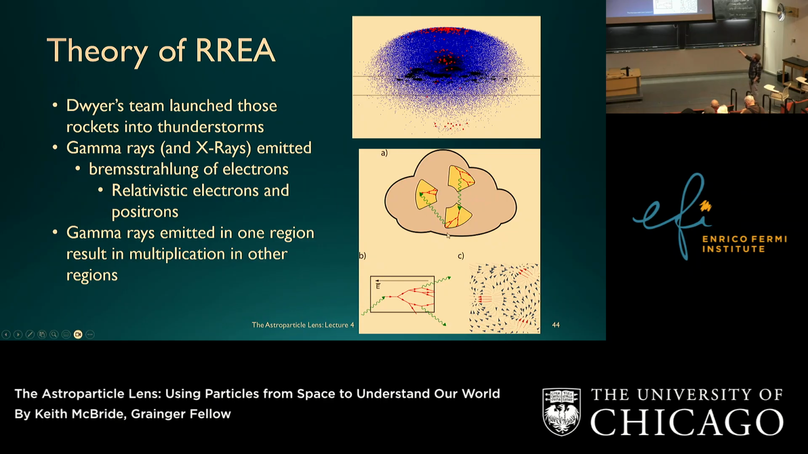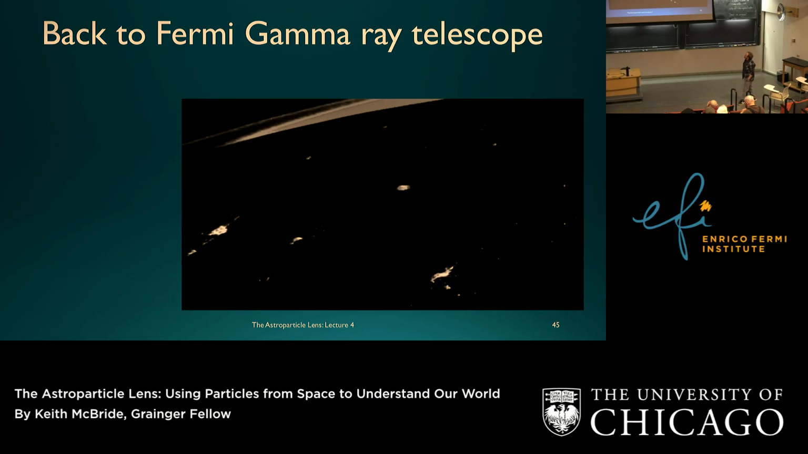And in fact, the gamma rays from one area can actually travel to the cloud and initiate more electrons and positrons at relativistic speeds. So you can get across the cloud many regions connected once you have some relativistic electrons. And the gamma rays should come out of this too. You should be able to look at thunderstorms and see gamma rays.